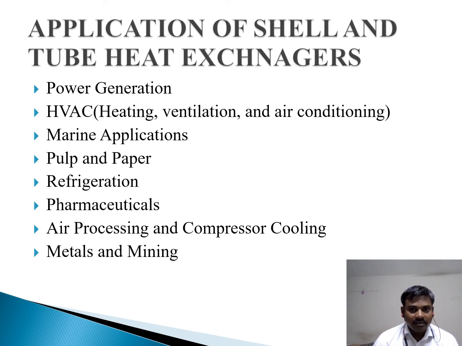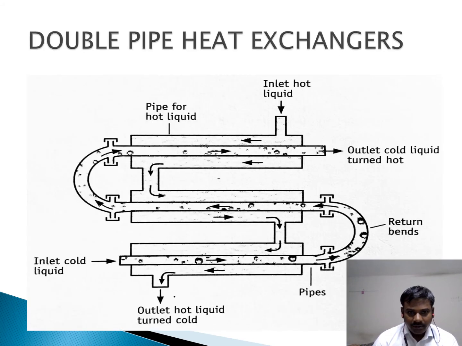And these are the applications of shell and tube: power generation, HVAC, the full form of HVAC being heating, ventilation, and air conditioning, marine applications, pulp and paper, refrigeration, pharmaceutical, air processing, metals and mining, and many more. So these are the main applications of shell and tube that I've just given to you. The next heat exchanger will be the double pipe heat exchanger.